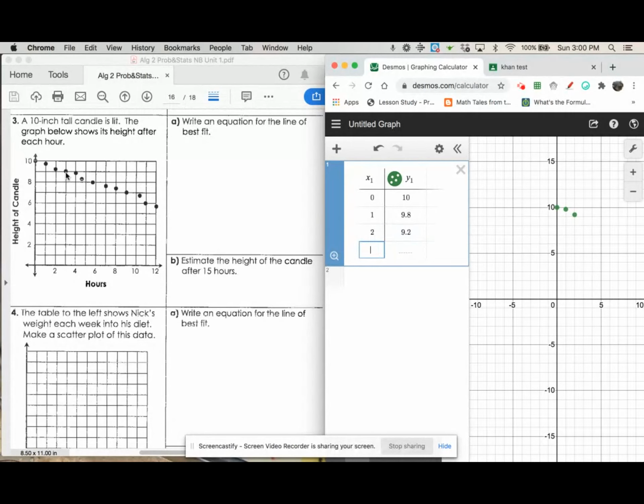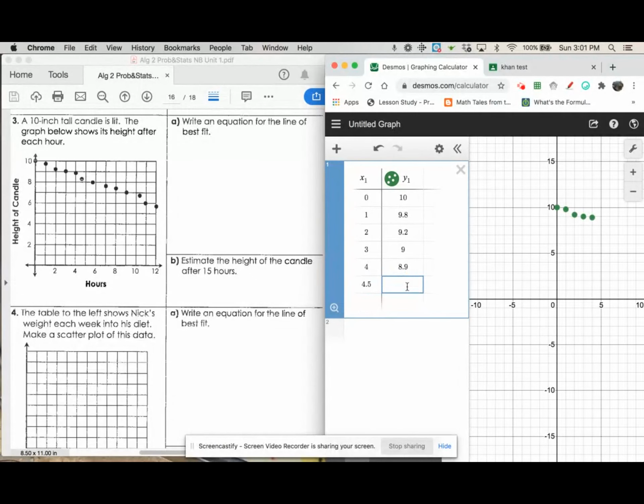My next point is at 3, and it looks like it's right at 9. So in 3 hours, it's 9 inches tall. 4 is the next point, and it's also a little bit below 9. So let's say that's 8.9. That was that point. So this point here was taken in between 4 and 5. Let's say this is at 4.5 hours, and it looks like maybe 8.3 inches tall. It's not quite 8.5. So this one was at 4.5 hours, and it looks like it's about 8.3 inches tall.